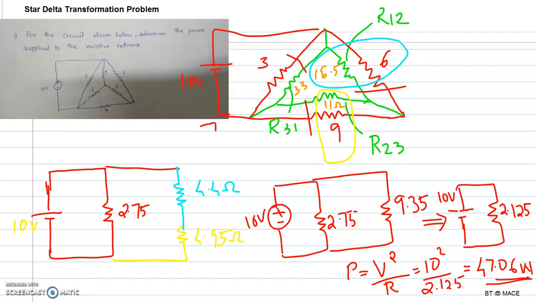Whatever be the format in which the problem is given, it may not look like a star network to you, but you try to see that you can draw the figure in a star or delta form. So it helps to identify which one can be converted. In this problem, you need not convert the inner star. You can also try converting this delta to a star network. So different ways are there, but you try to always find the shortest path to arrive at the final value.